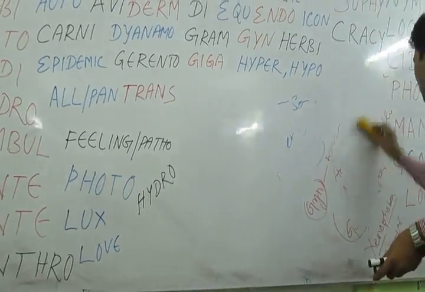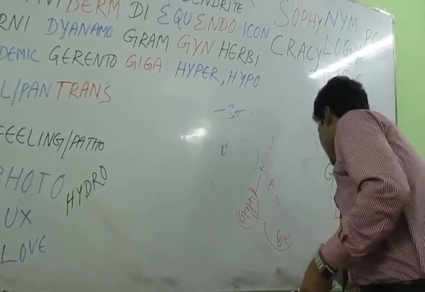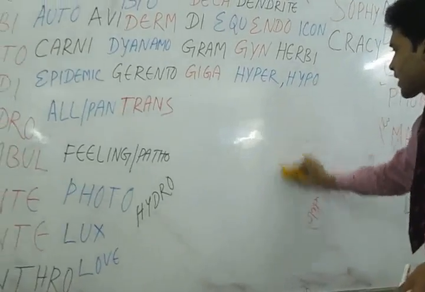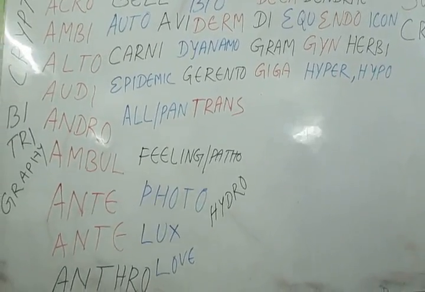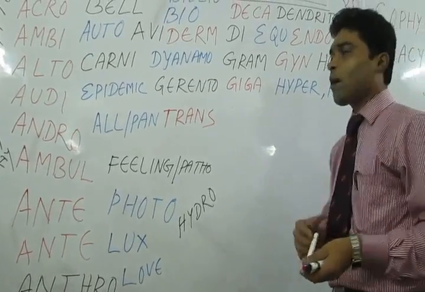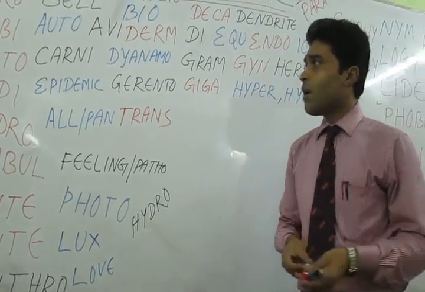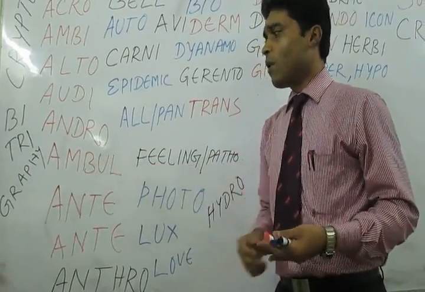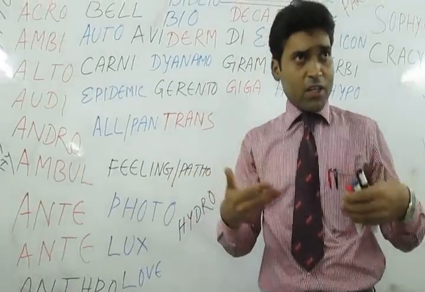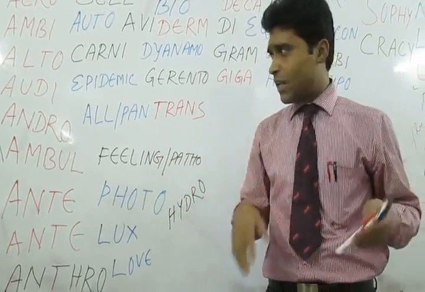And you have to remember the Greek word roots serially from A to Z, so that you can memorize the entire Oxford Dictionary within 6 months if you regularly study for 3 hours. Another word is ambul. Ambul means both, ambidextrous, ambulance, these are the things.